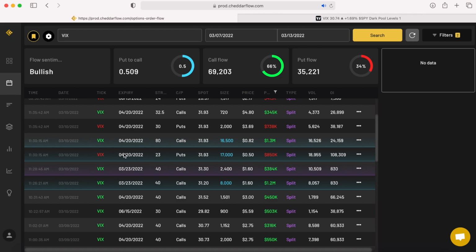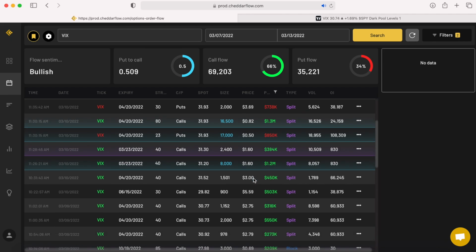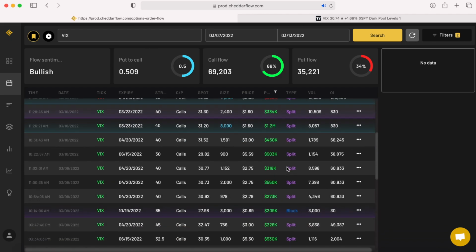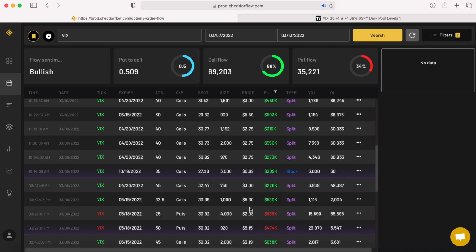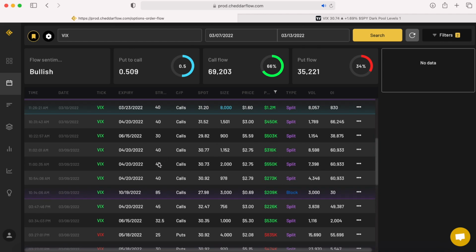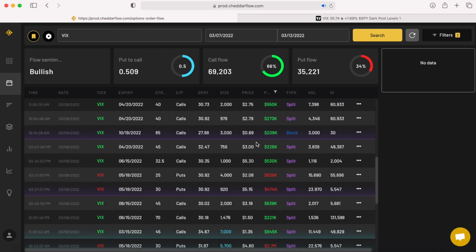This one is a put that they also added, so this is probably a spread that they're playing on both of these orders. However, it is unusual to see both these 1.2 and 1.3 million dollar prints along with all of this out of the money bullish flow for the VIX. We have a 40 call, another 40 call, a 30 call right here, and this is a lot of premium going into them. So definitely something to watch out for.